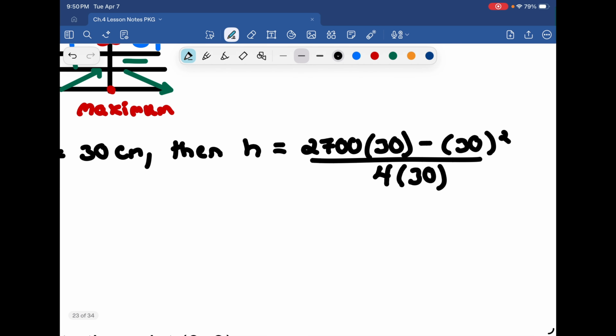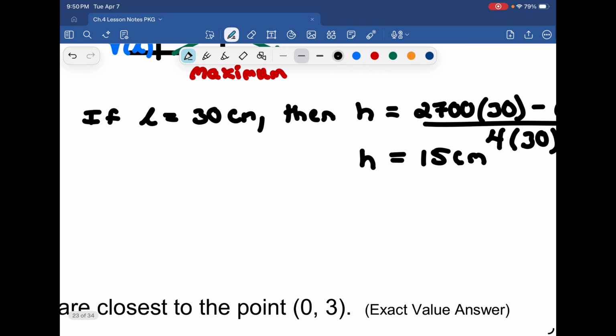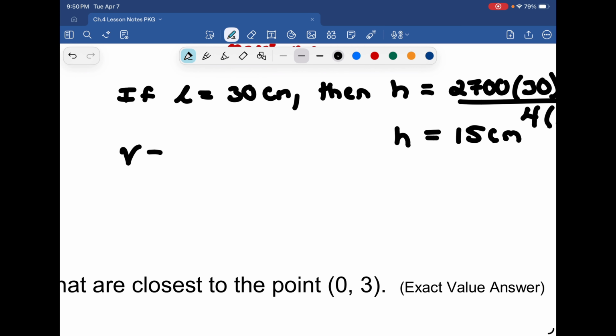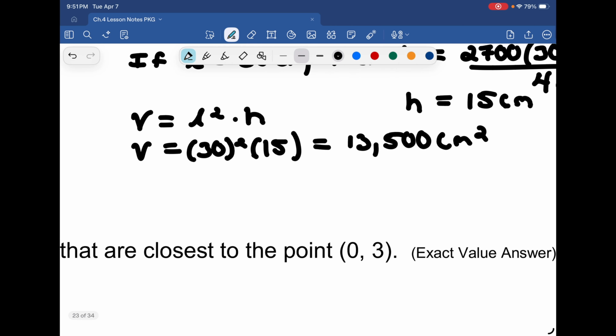Great. So the height from here, I think we might have enough room here. The height is going to be equal to, when we do this, we get 15 centimeters. When we simplify that, now to determine the volume, volume is equal to L squared times the height. Therefore, volume is equal to 30 squared times 15, which is equal to, we end up getting 13,500 centimeters squared. And now you want to put it in a sentence.